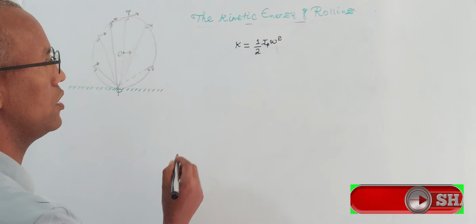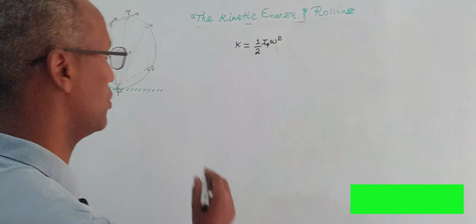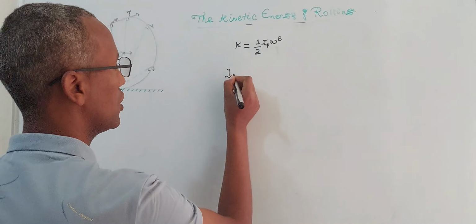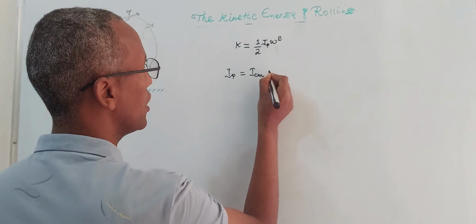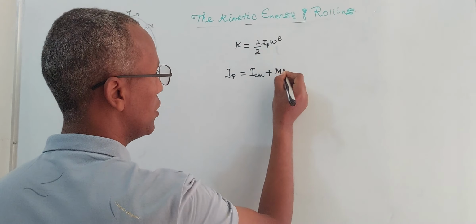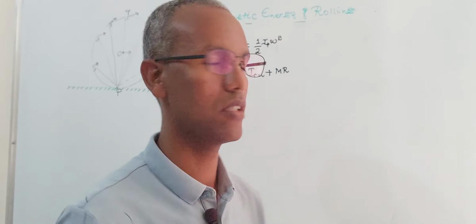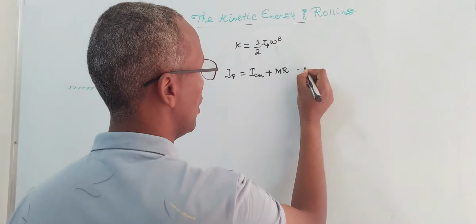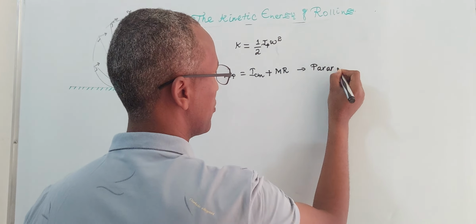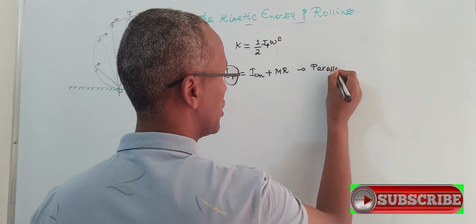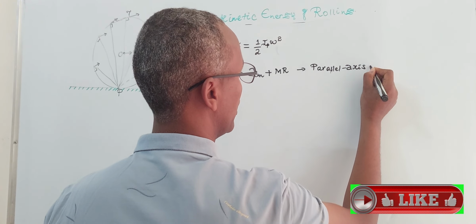Now, as you know from the parallel axis theorem, the new moment of inertia is equal to the moment of inertia at the center of mass plus the mass times the radius squared. Let me write here. It's a parallel axis theorem. Sorry about that, guys. Parallel axis theorem.